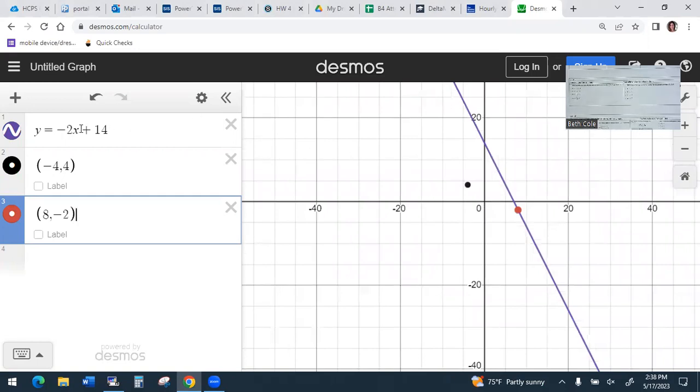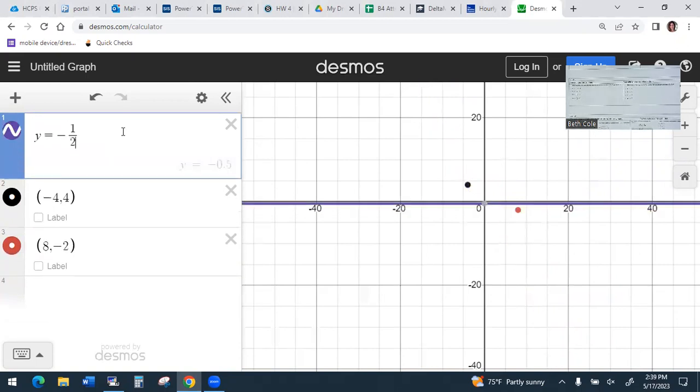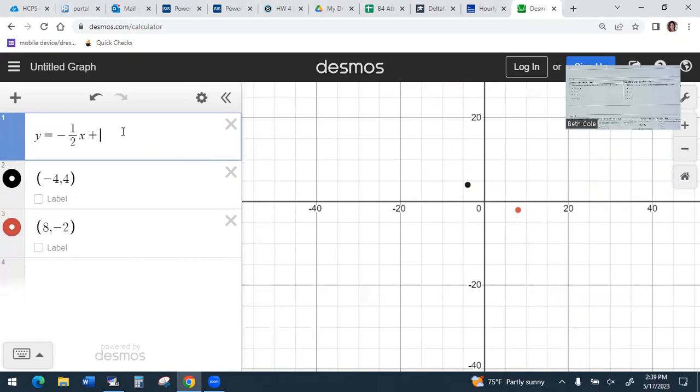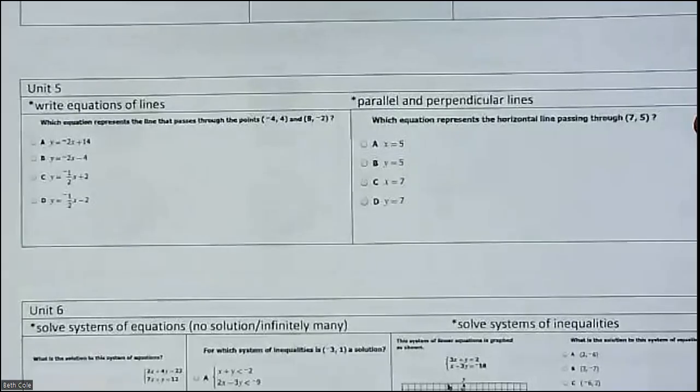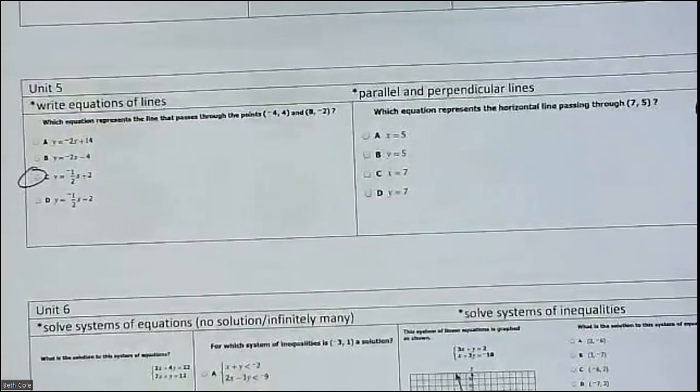What's choice B? Negative 2x minus 4. Does that go through both the points? No. All right. Let's do the next one. Y equals negative 1/2 x plus 2. Does that go through both the points? Ding, ding, ding. That's the answer. You will absolutely pass this if you are patient enough to type stuff in the calculator and you listen.